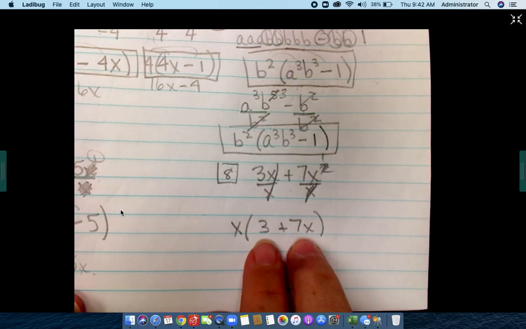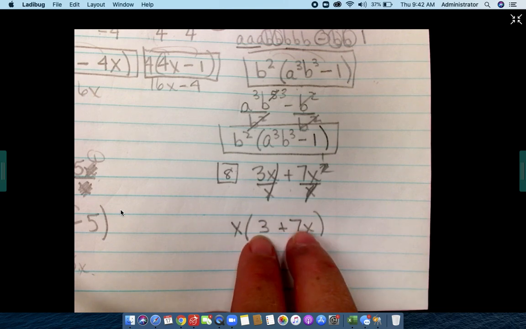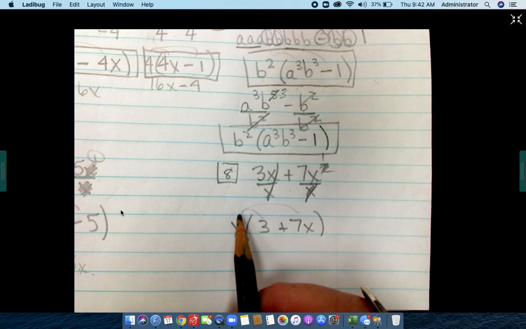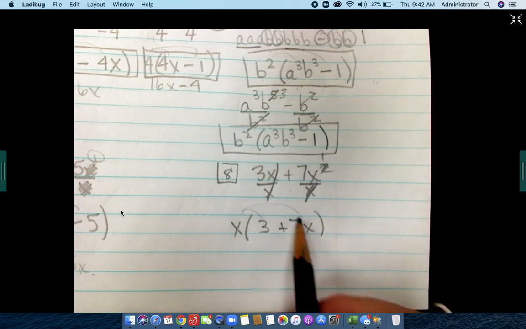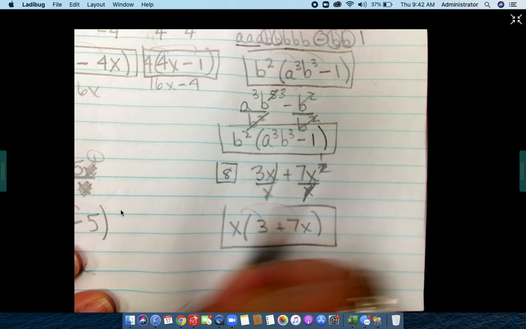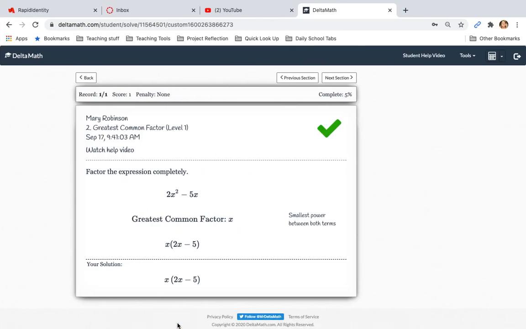So again, no common factors between the 3 and 7, and both terms do not have the same variable. I can use my calculator to verify, or I can just distribute and say x times 3 is 3x, x times 7x is 7x squared, which is our original problem, so this is correct. So back to Delta Math here.